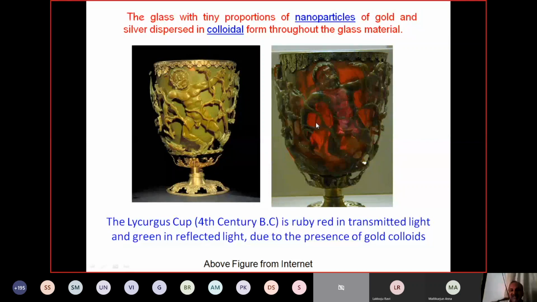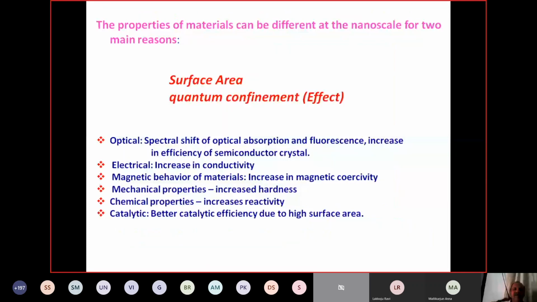But we realized it when we became able to measure the size of the material, once scanning electron microscope, transmission electron microscope, and XRD became available. By using many techniques, we can find the size. Then by considering the size and studying the property, we realized that these nanomaterials have better properties compared with bulk materials.